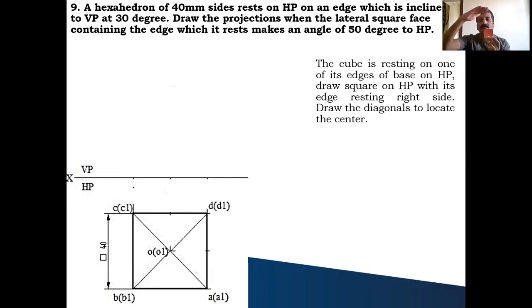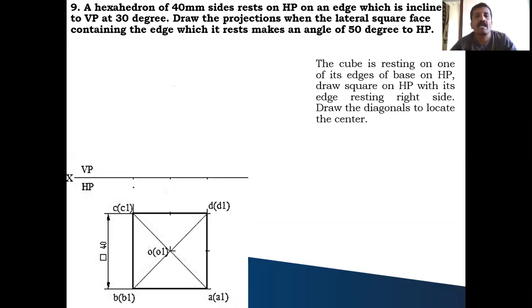How many similar square faces? 1, 2, base and top face. 1, 2, 3, 4, the boundary faces, the 4 faces which are bounded like this. So how many similar faces does it have? 6 similar faces: top face, bottom face, and 4 side faces. That's why it is called the hexahedron, meaning it has 6 similar square faces, and it is also called a cube.